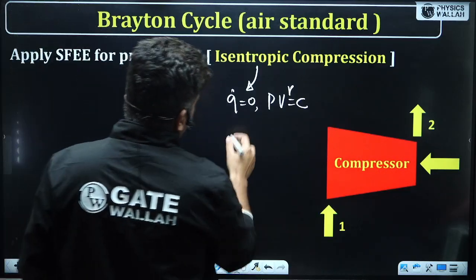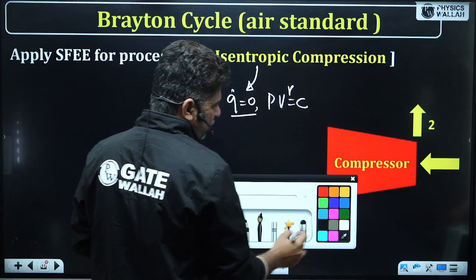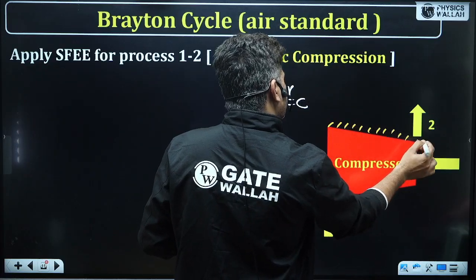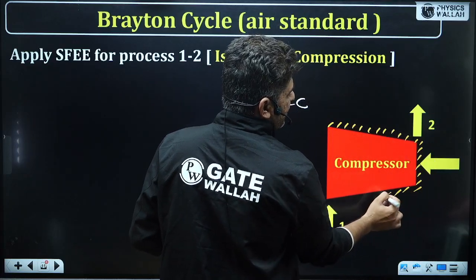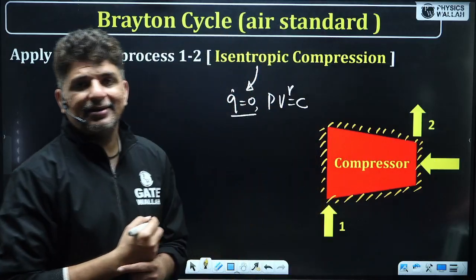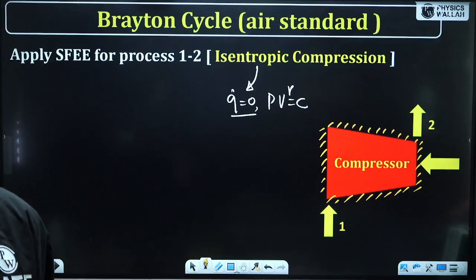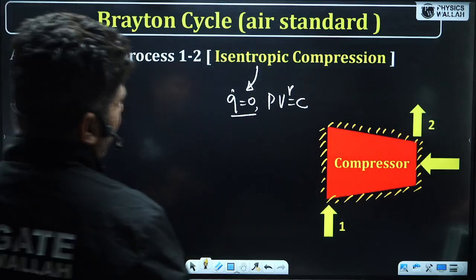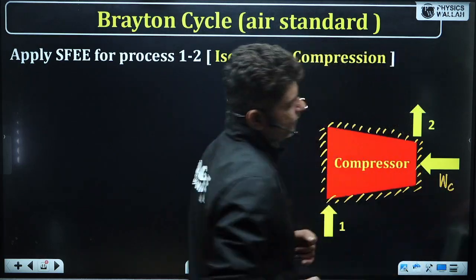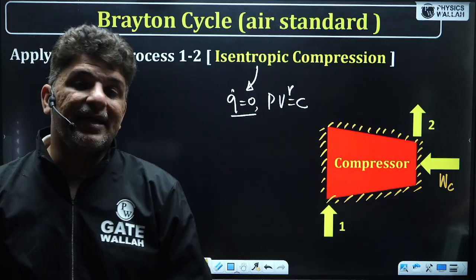So when you have an adiabatic process, when Q dot is 0, can I say I have to insulate this device such that there is no heat transfer happening over here? So there will be no heat transfer happening. There will be only one interaction, and that will be the work which is provided to the compressor, which is coming from the turbine.